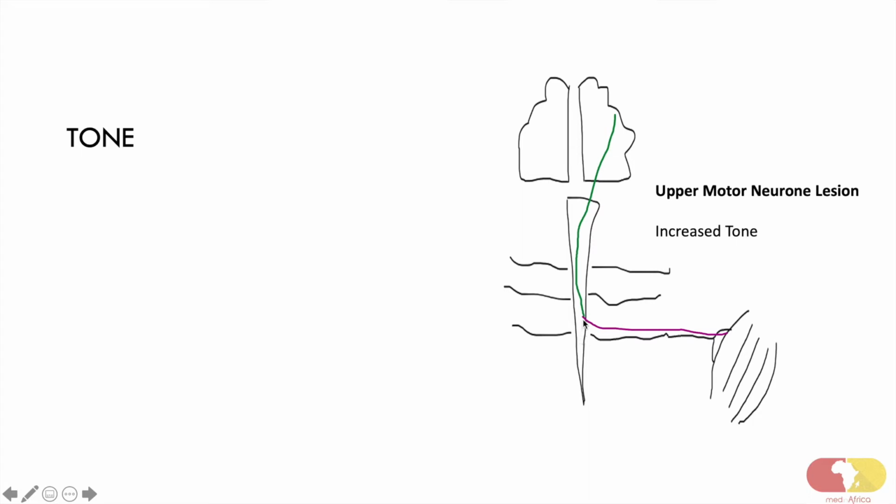If you have a lesion that's occurring outside the spinal cord in the peripheral nervous system, that lesion, like we said, is going to be called a lower motor neuron lesion, and it's going to manifest with decreased tone. So it's quite straightforward in terms of what problems you will see with tone and how to correlate them with the structure of the nervous system.